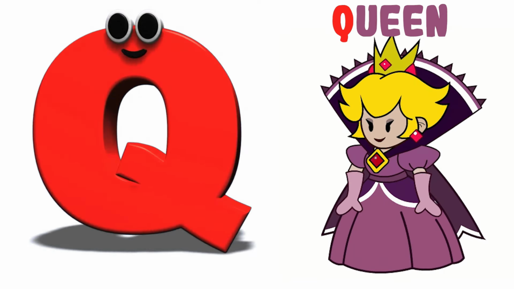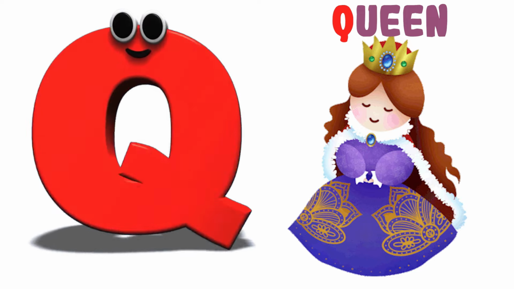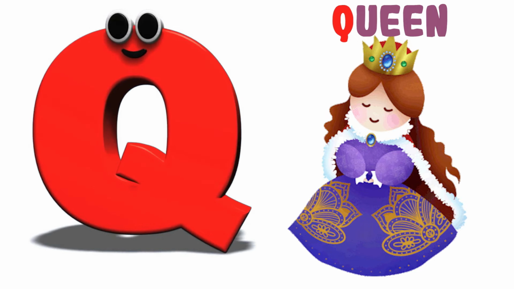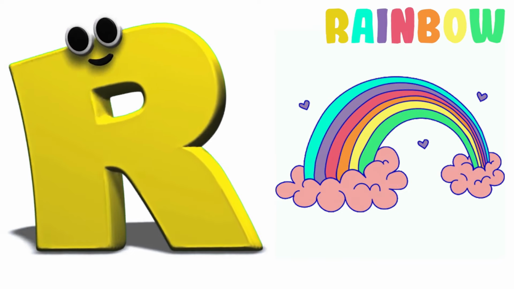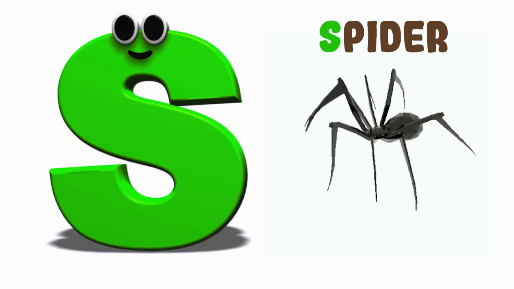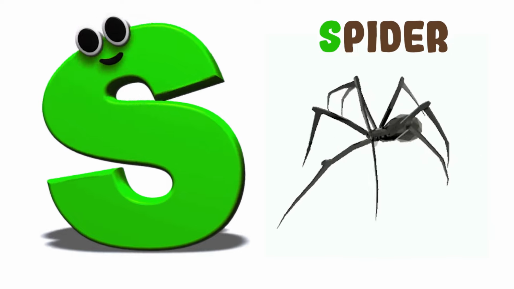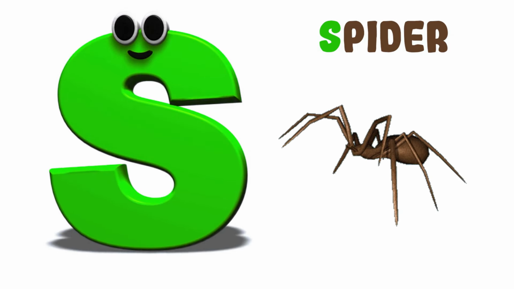Q is for queen, k, k, queen. R is for rainbow, r, r, rainbow. S is for spider, s, spider.